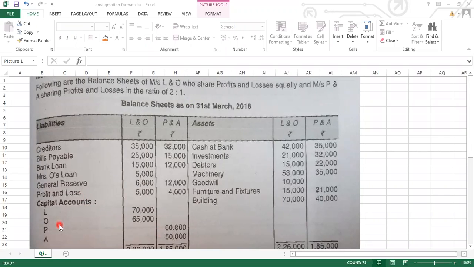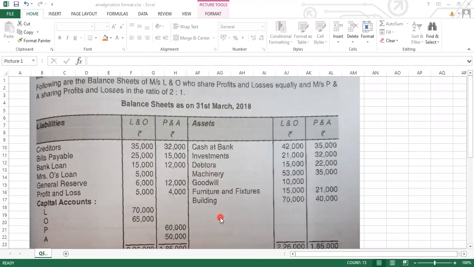Next are the capital balances of the partners. Capital balances we directly post in the partners' capital account, credit side. So this was all about the liabilities. Now we have to focus on the assets. The first thing given in the assets is cash at bank. Then we have investment, debtors, machinery, goodwill, furniture and fixtures, and building.